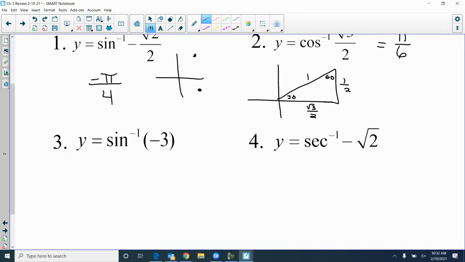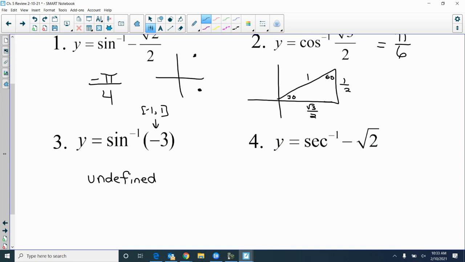Okay, inverse sine of negative 3. Nathan says no, shaking my head. What does that mean? That is no. Inverse sine of -3, you can't do it. So we write undefined, because this number here has to be between -1 and 1 for inverse sine. So it's not, you can't do it.